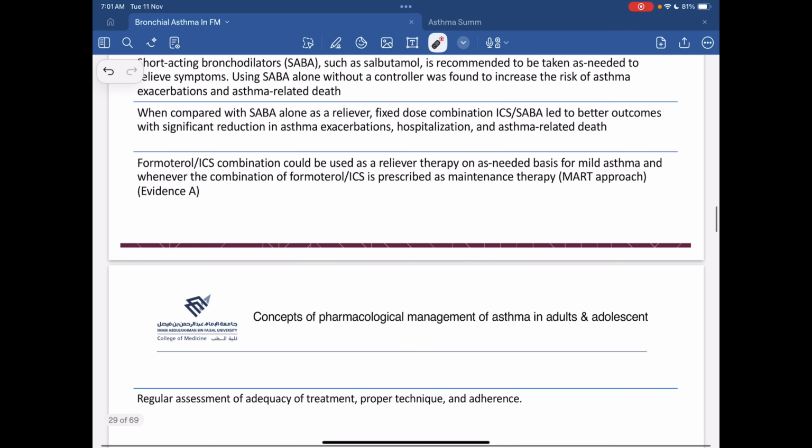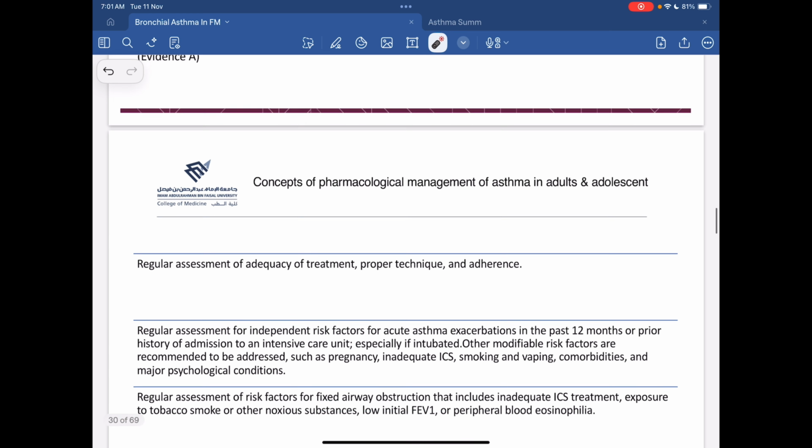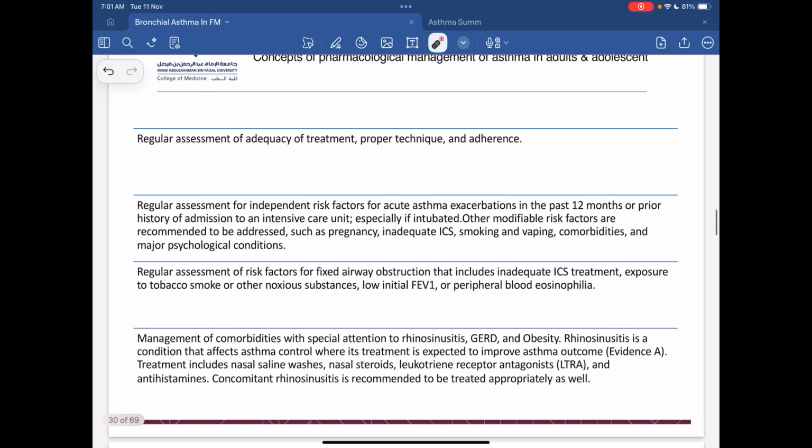طيب, بس when compared with SABA alone as a reliever, fixed dose combination of ICS and SABA lead to better outcomes with significant reduction in asthma exacerbations, hospitalizations, and asthma-related death.